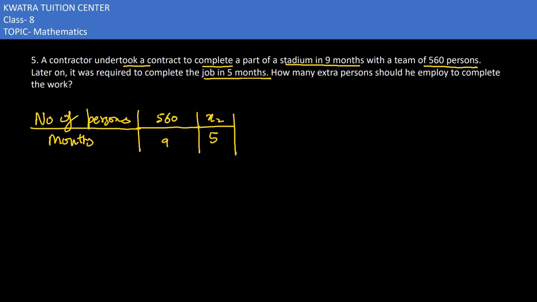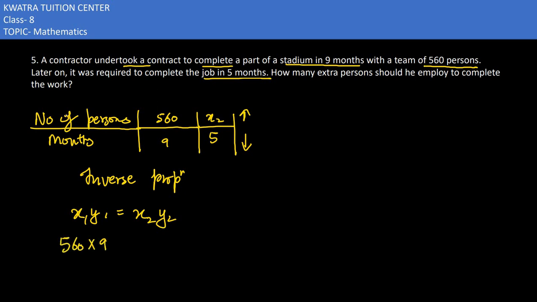And this is a kind of inverse proportion क्योंकि number of months अगर हमारे कम हो रहे हैं तो हमारे number of persons increase होंगे. So this is nothing but inverse proportion. और inverse proportion का formula क्या होता है? x1 into y1 is equal to x2 into y2. So x1 is 560, y1 is 9, and x2 here is unknown to us, y2 here is 5.